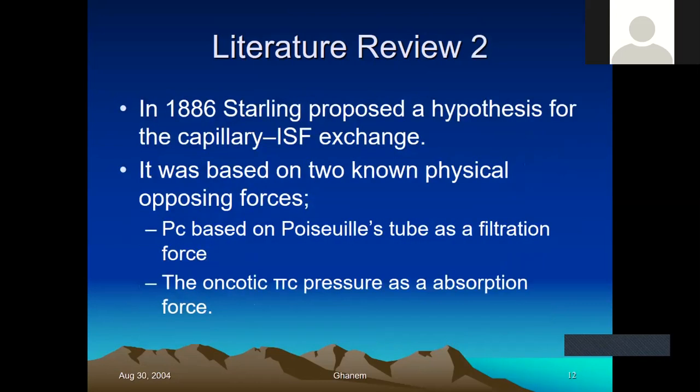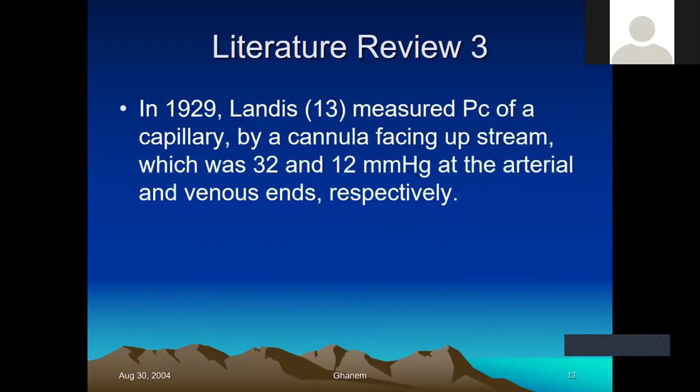In 1886, Starling proposed his hypothesis for the capillary interstitial fluid exchange. It was based on two known physical opposing forces: the hydrostatic pressure based on Boisseuille's tube as filtration force, and the oncotic pressure as absorption force. In 1929, Landis measured hydrostatic pressure of a capillary by a cannula facing upstream, which was 32 and 12 millimeter Hg at the arterial and venous ends, respectively.